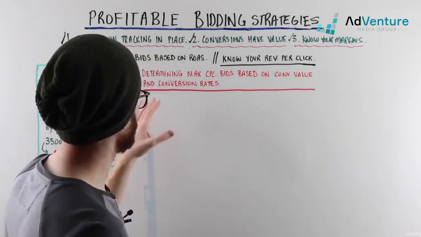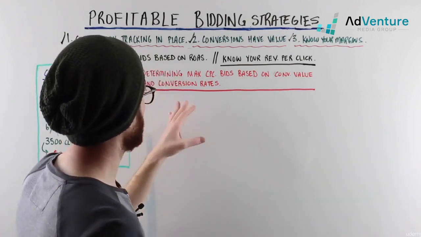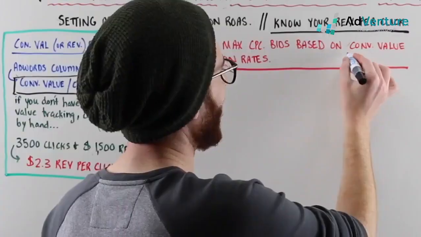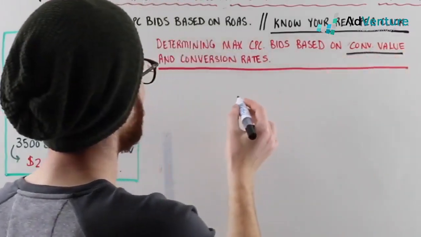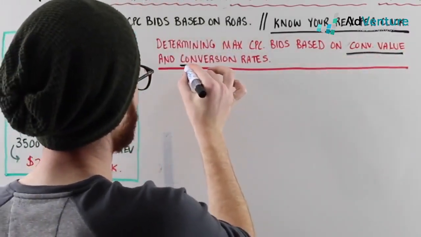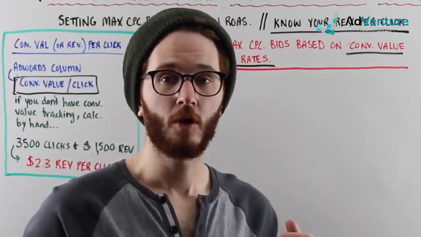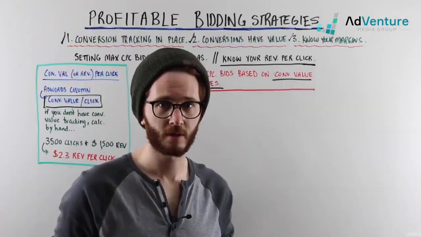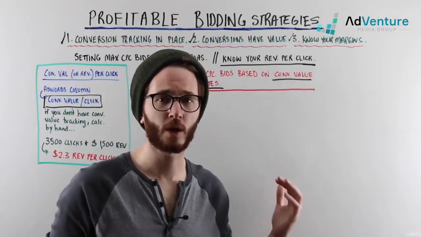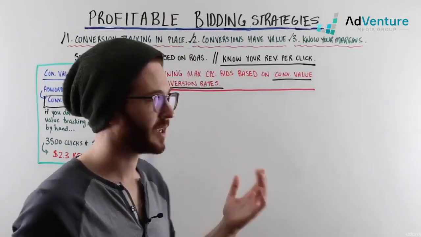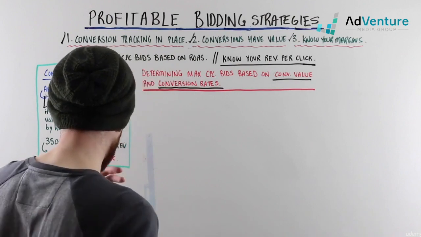The first strategy is based on knowing your conversion value, right? If you know your average conversion value, and we know our conversion rate, okay? Now you guys know what a conversion rate is, right? It's the percentage of people who click on your ad that convert. The percentage of clicks that led to a conversion. Those two pieces of information could give us this bidding strategy, okay?